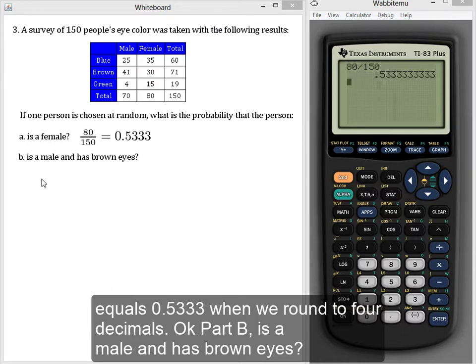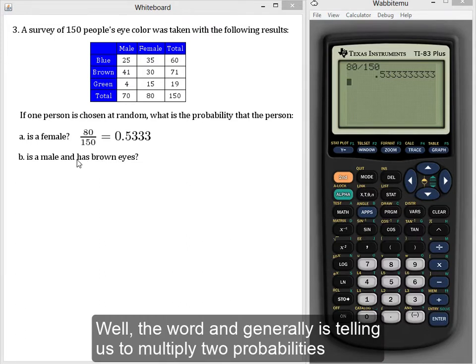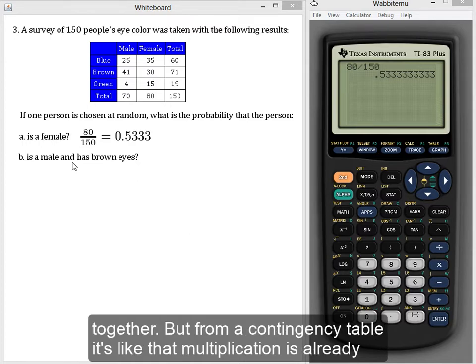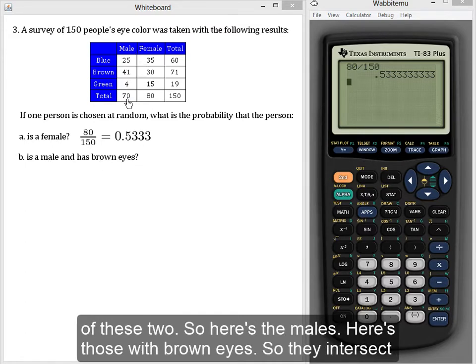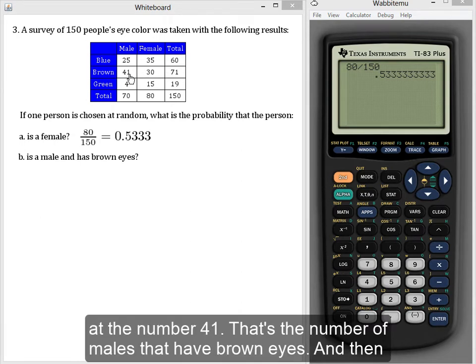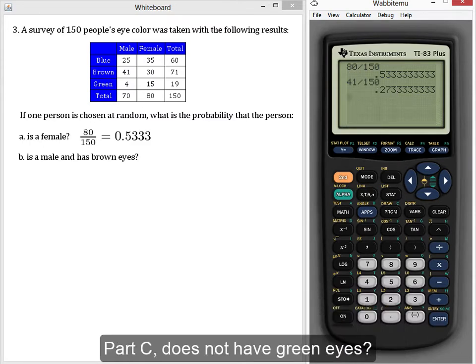Okay, part B. Is a male and has brown eyes. Well, the word "and" generally is telling us to multiply two probabilities together, but from a contingency table, it's like the multiplication's already done. All we have to do is just look to how many events are in the intersection of these two. So here's the males, here's those with brown eyes. So they intersect at the number 41. That's the number of males that have brown eyes. And then there's 150 in our sample altogether. So 41 over 150, 0.2733.